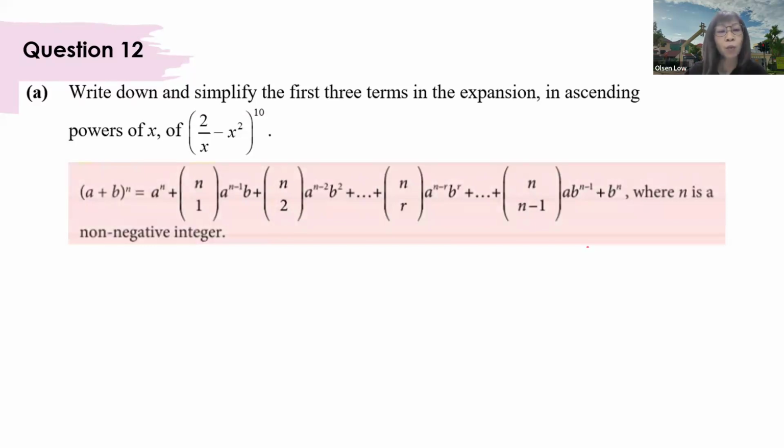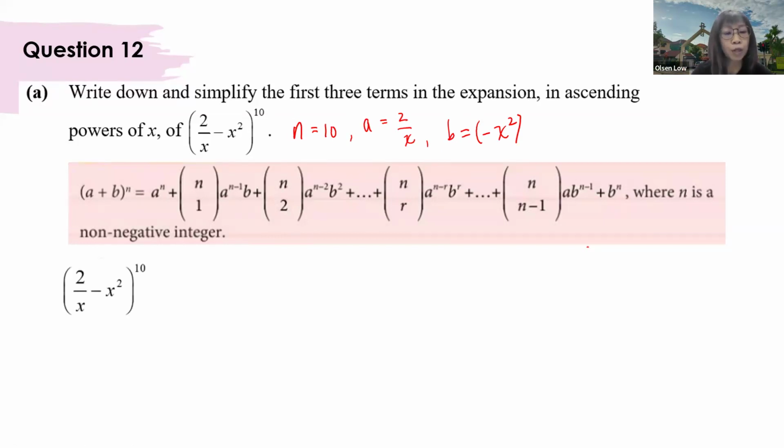So with this, what is important is that you will need to know how to identify the index n, which is 10. And then we also need to know that a itself here is 2 over x, and b is actually negative x squared. A lot of students actually miss out on the negative sign. Now, with this, I'm able to substitute into the formula.